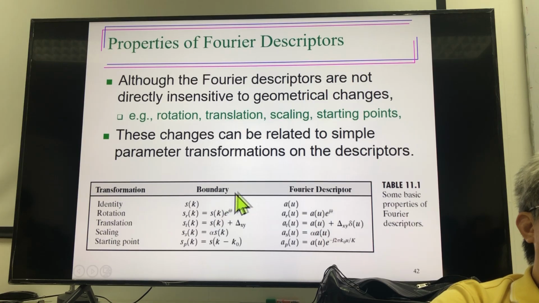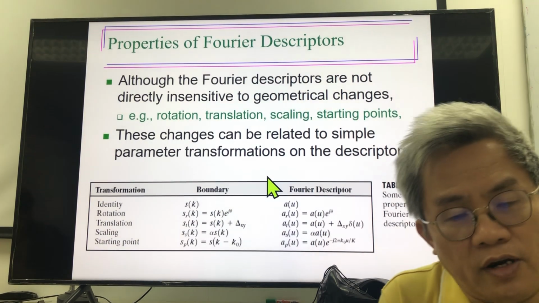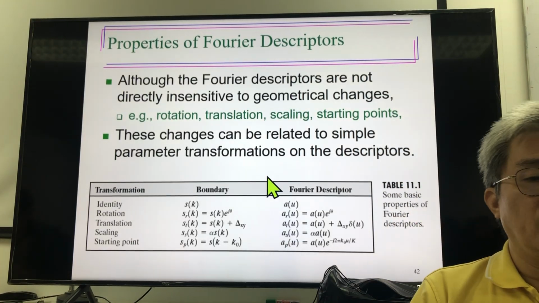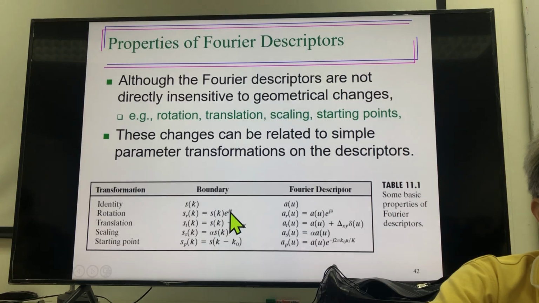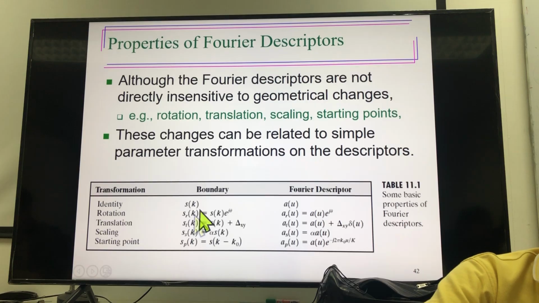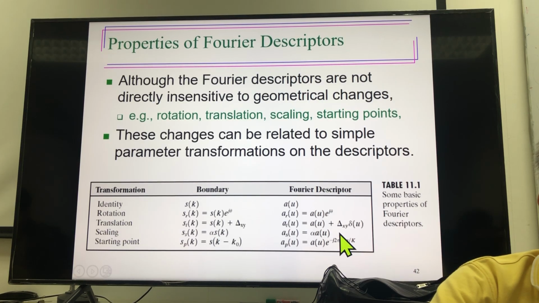And here are some of the properties of the Fourier descriptor. You probably have learned it in signal processing. Okay, the Fourier transform. Okay, rotation. If you want to rotate the object, you just multiply by e to the j theta. Okay, in the Fourier descriptor, also multiply by e to the j theta. So many translation points, okay, you can end up with the same Fourier descriptor.